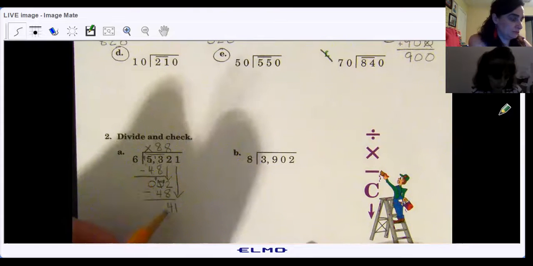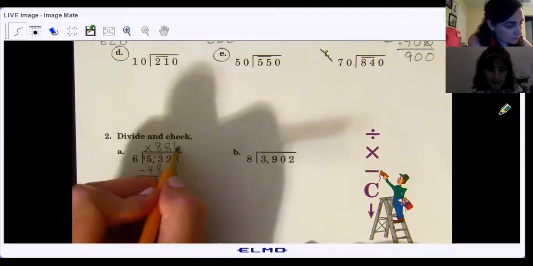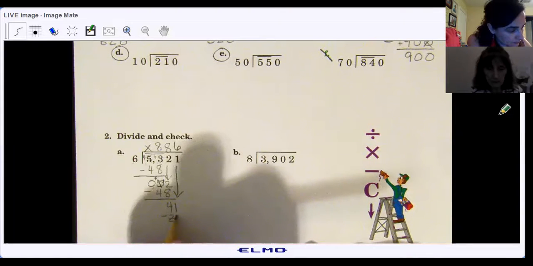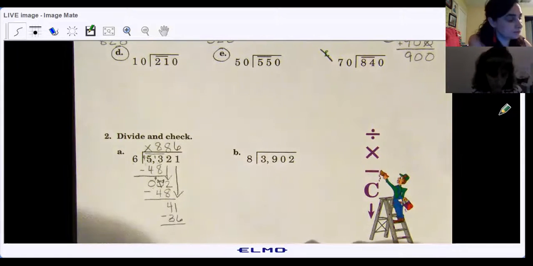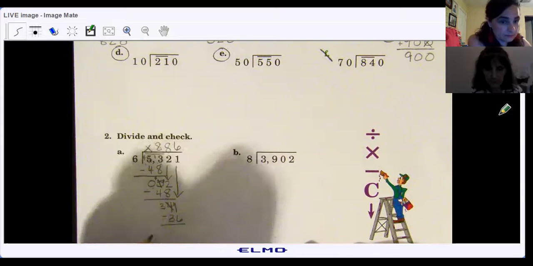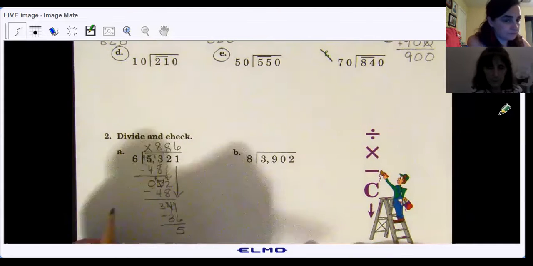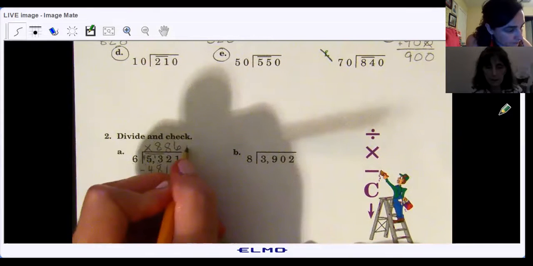How many 6s are in 41? 6 times 6 is 36. And you're going to subtract, and you have to borrow. 11 take away 6 is 5. 3 take away 3 is 0. So remainder, capital R, 5.